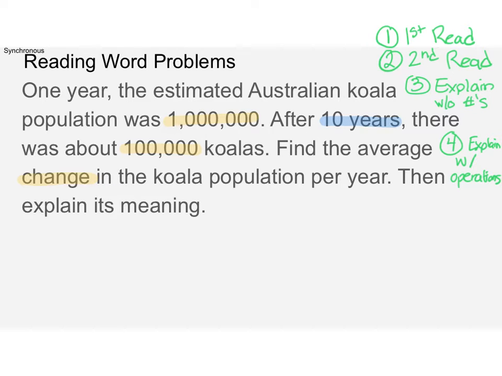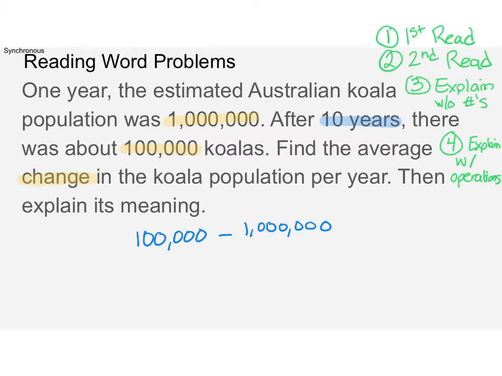I have to see what is the difference between the amount of koalas that changed. Well, did my koalas increase or decrease? Well, they decreased, right? So I need to show that decreasing. So my answer should be a negative answer. So right now I have 100,000 koalas, but I used to have 1 million. So I need to find the difference of the koalas, or that means the operation is I need to subtract.